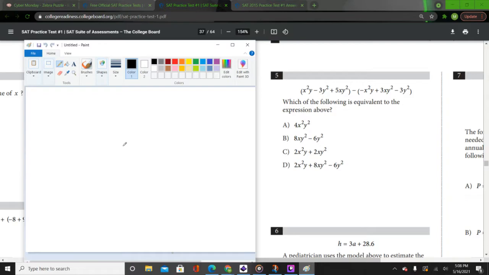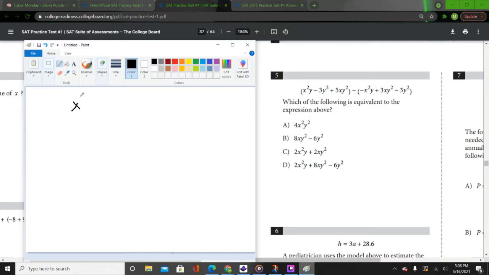Right. Which of the following is equivalent to the expression above? And we have a bunch of jargon here. I'm going to have to write this all out. And luckily for me, they're all in some sort of form. But let's write them as we did earlier, on top of each other.